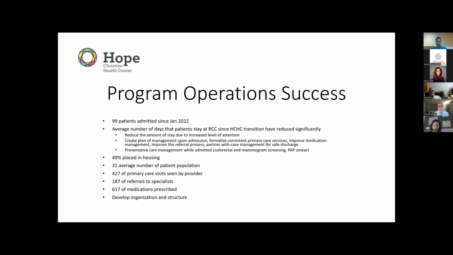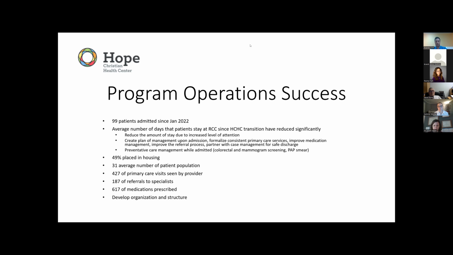The average length of stay, it varies. Now, prior to us being here, we'd have patients that would be here for 30 days, and we have a couple of patients here that have been here for 300 days. And so one thing that we've been working on is trying to reduce our length of stay without reducing the quality of care or the safe discharge.